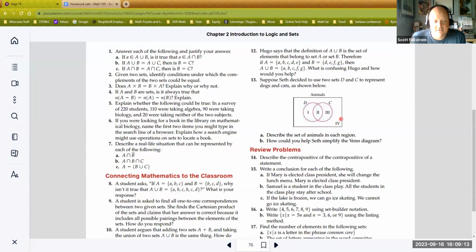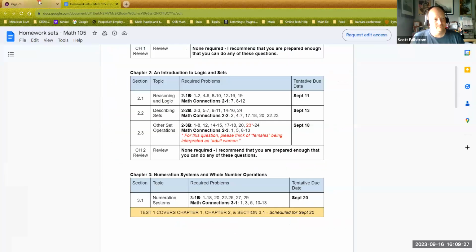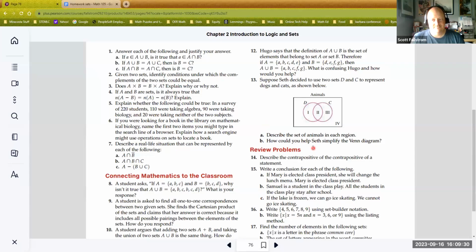And now we've got Seth. Seth decides to use D and C to represent dogs and cats in the universe of animals. I don't know. What do you think could go wrong with that type of picture? And where's the issue that might arise? Hint, we kind of did this in class because I asked you to create what labels could you put on something that would make this not work. The intersection be empty.